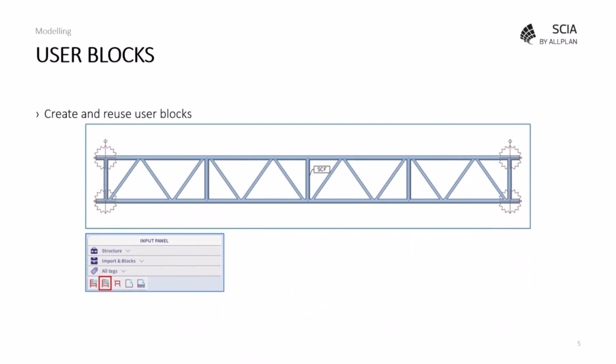Another possibility to model something in a repetitive way is to make use of user blocks. Here you see an example of a lattice beam. So you model a part of the structure once, and you save that file somewhere on your hard drive. And then you can load that file into another project. And in that way, you can reuse something that you modeled once into any number of new projects.